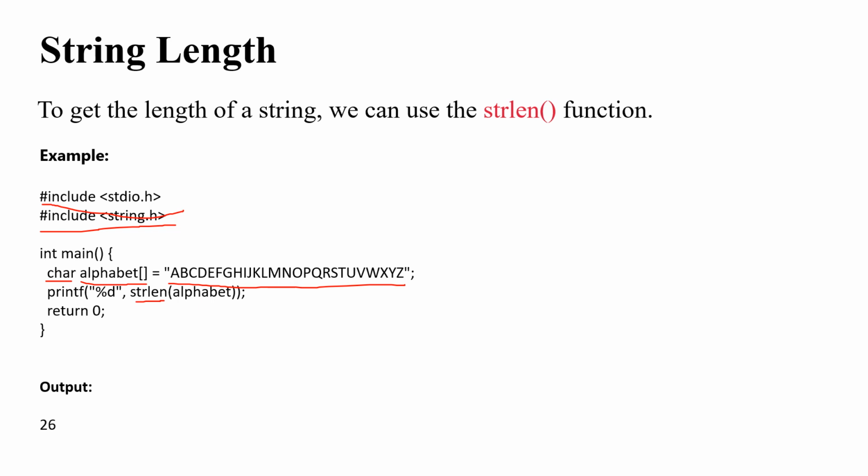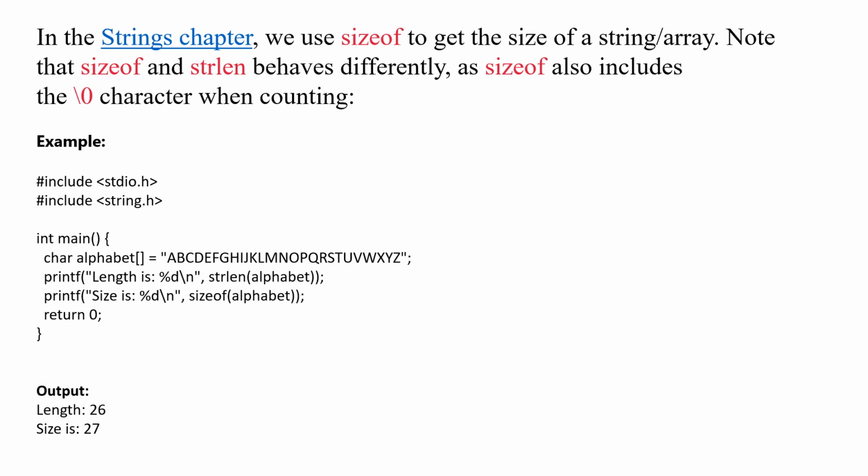There are totally 26 characters starting from A to Z, so naturally the output is 26. The string length function here calculates the total length of the characters. Each and every element is a character, so totally 26 characters are there. So the output is 26. This is an important function.